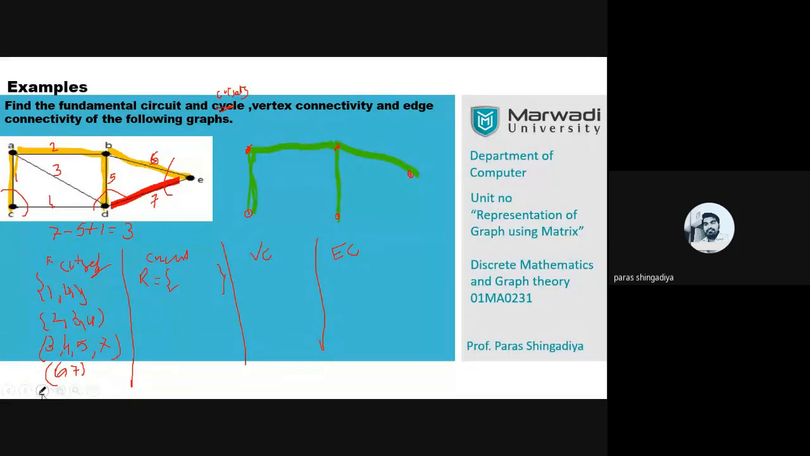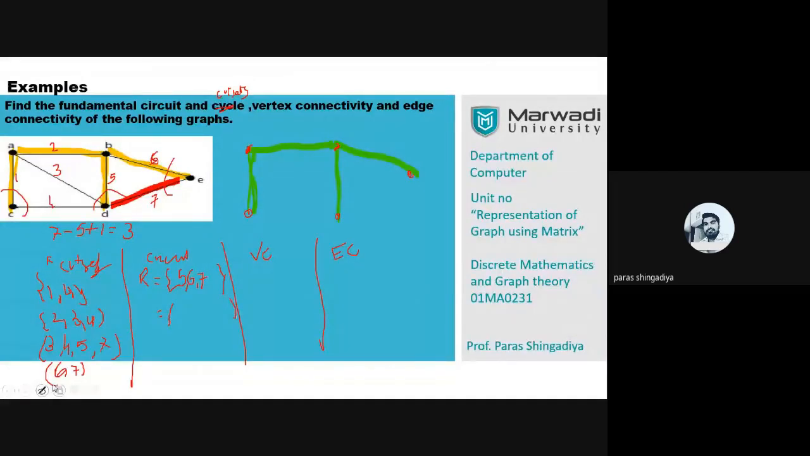So 5 and 6 are the branches and 7 is a chord. So 5, 6, 7 is an example of a fundamental circuit. Let us consider the second one.